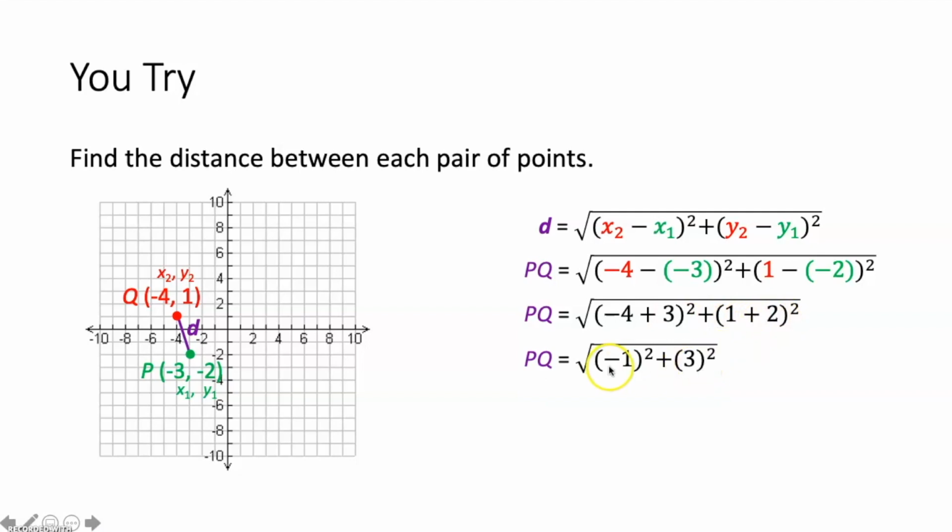That's 3. So what's -1 squared? -1 times -1 is +1. And then 3 squared is 9. I then add these together. What's 1 plus 9? That's 10. So I get the square root of 10.